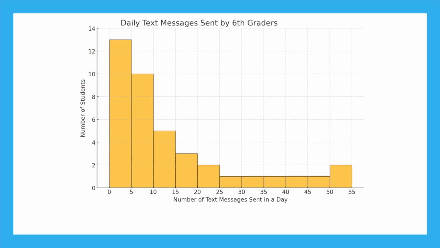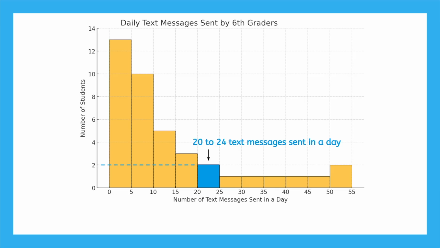Let's take a look at the fifth bar of the histogram. What's the bin of this bar? The bin is 20 to 24 since the overlapping value of 25 is only included in the next bin. But 20 to 24 of what? What are we referring to here? Since those numbers are on the x-axis, that means this bin represents 20 to 24 text messages sent in a day.